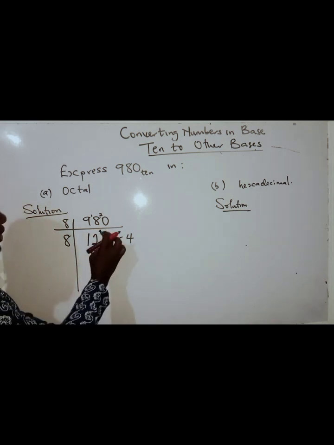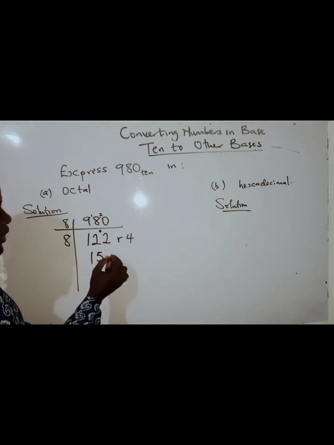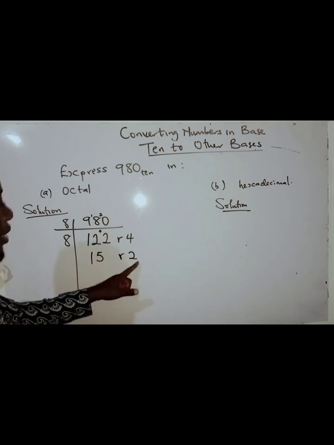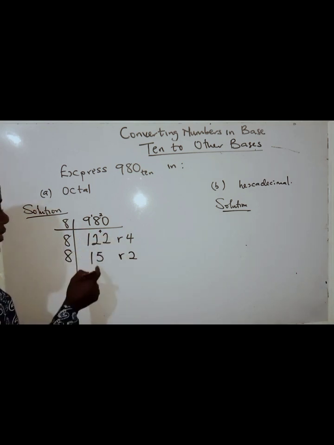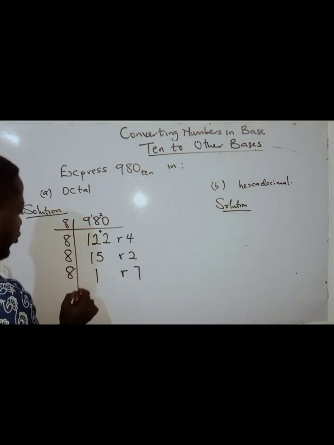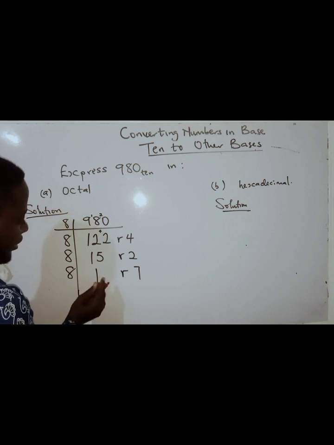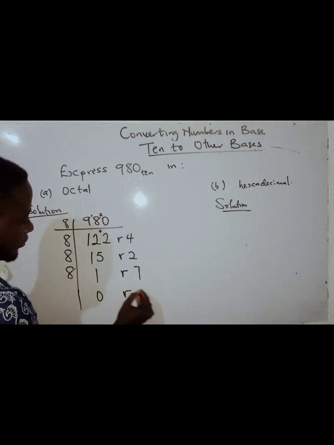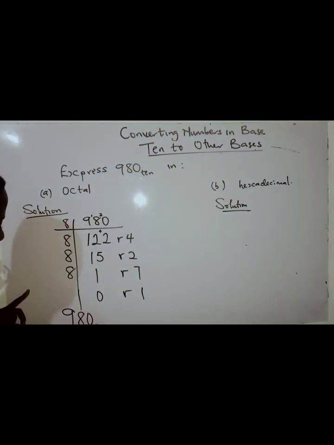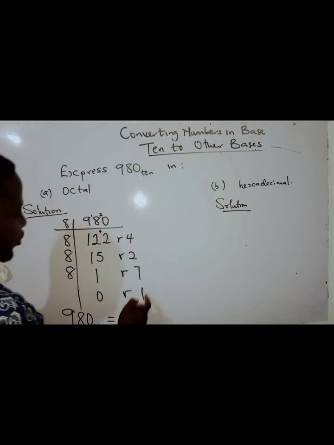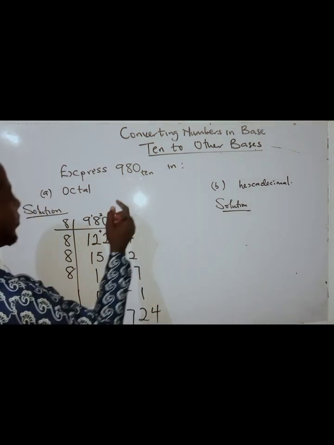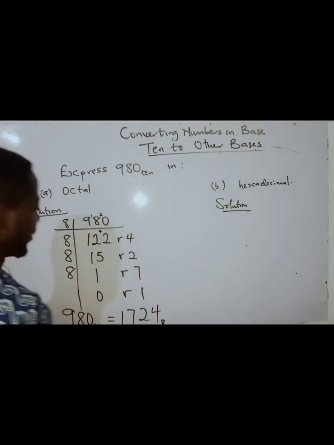So that's 42. 8 in 42, that is 5, remainder 2. Because 8 times 5 is 40, so we have 42, so that means we have remainder 2. Okay, 8 in 15, that is 1, remainder 7. And 8 in 1 is 0, so you just take the 1 here as your remainder. Now, that simply means 980 base 10 is equal to 1724 base 8. So that's our answer.